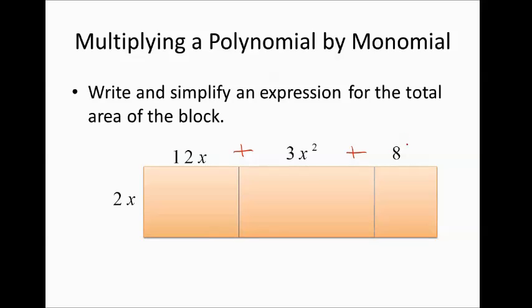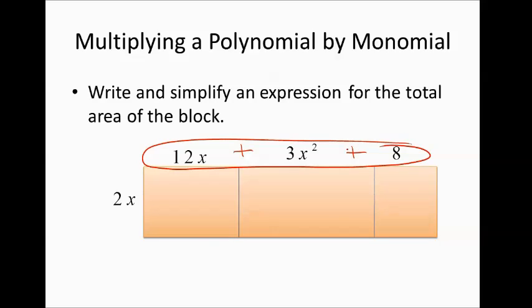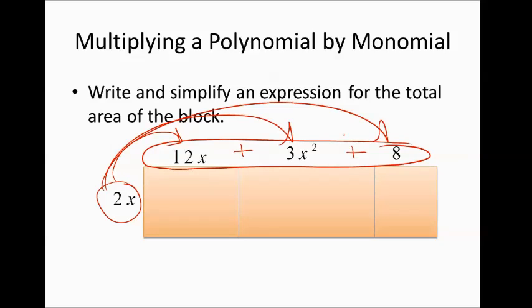So what I want to do is find the length of the whole box first, and then multiply that by the width, which we're calling 2x. So basically what I would do is distribute. If I were to rewrite that as an expression, I would have 2x times 12x plus 3x squared plus 8.